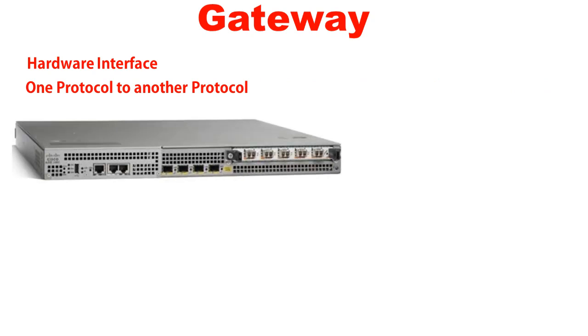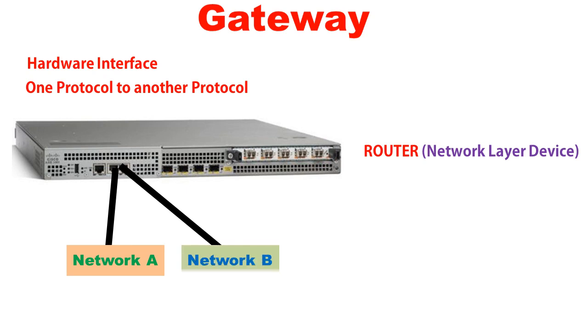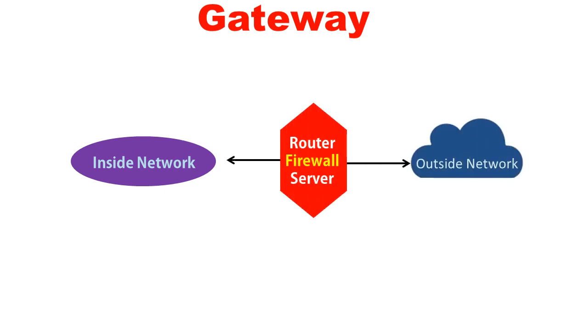Gateway. The gateway is generally known as a hardware interface that converts information and data from one protocol to another protocol. The hardware device called a router, which works in the network layer of the OSI model architecture, performs this function of a gateway. A gateway is a hardware device that acts as a gate between separate networks. Several hardware devices can be used as a gateway, such as a router, firewall, or server that enables traffic to flow in and out of the network.